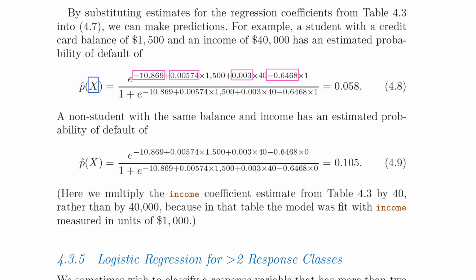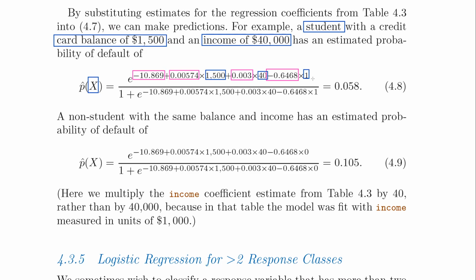And this vector is going to be what? It's going to be a credit card balance of 1,500 and an income of 40. So I think this is measured in thousands. And a student. So this specific model is looking at three predictor variables, so it needs three inputs to make any predictions.